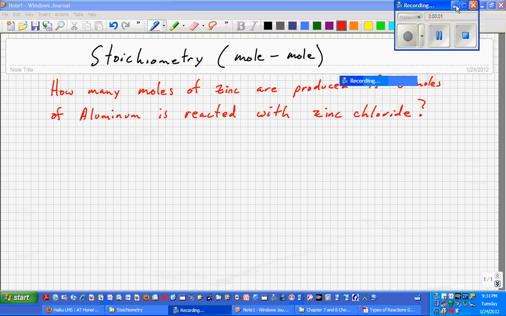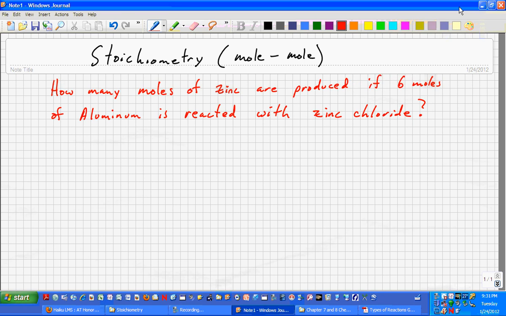I'd like to do an example of a mole-mole problem in stoichiometry. What we have here is a question: how many moles of zinc are produced if 6 moles of aluminum is reacted with zinc chloride? Well, the very first thing we need to do is to get a balanced equation, or get the recipe.